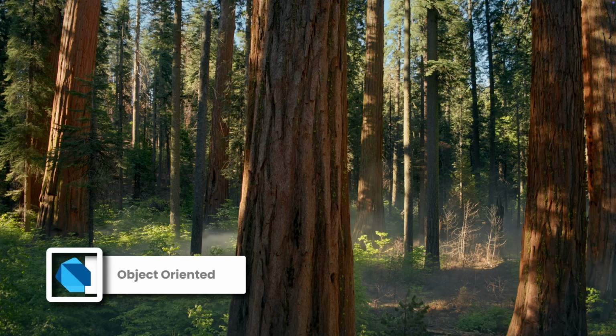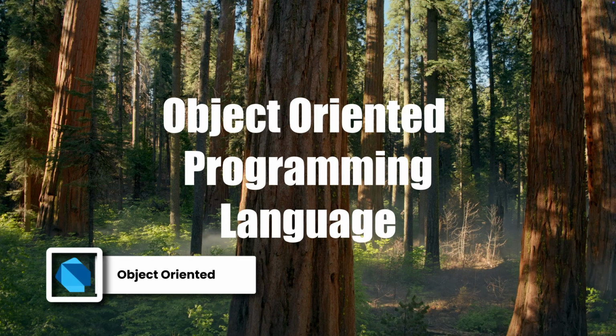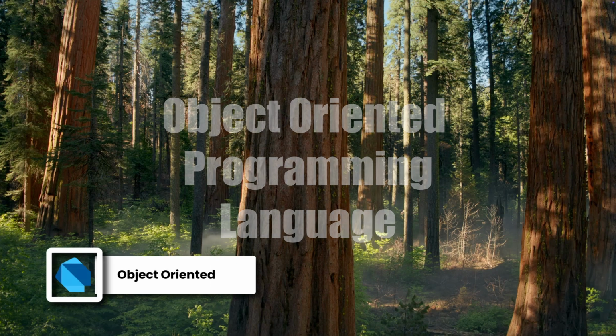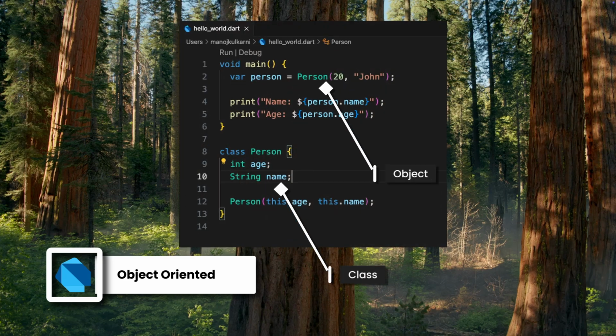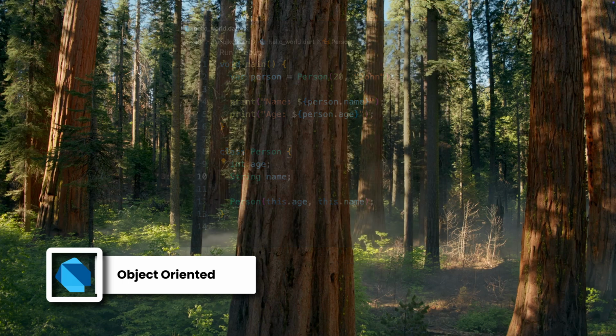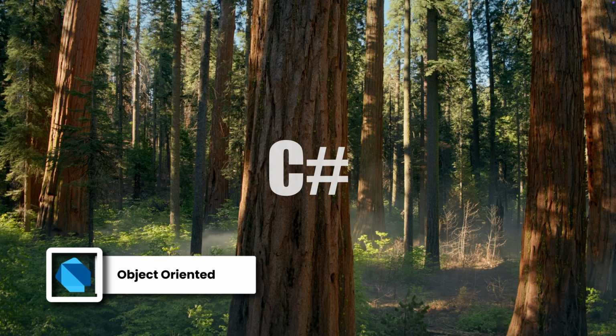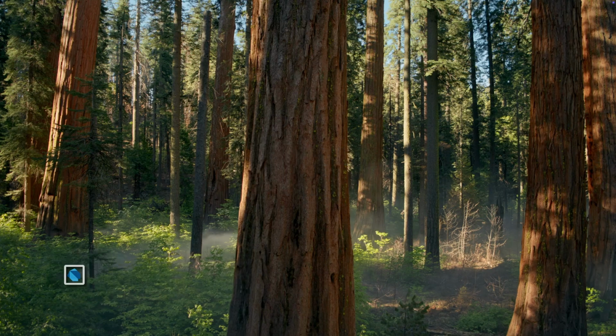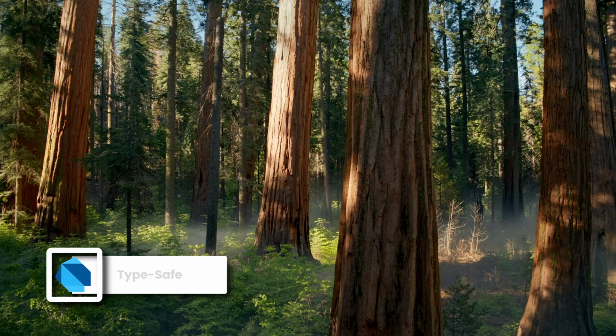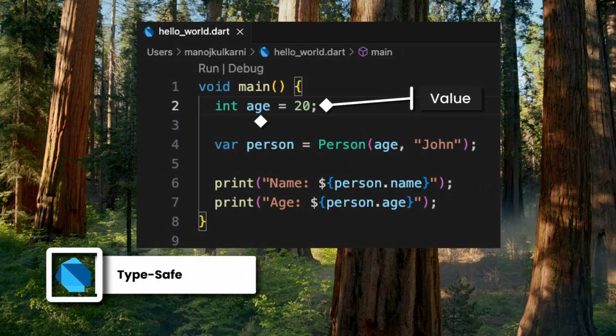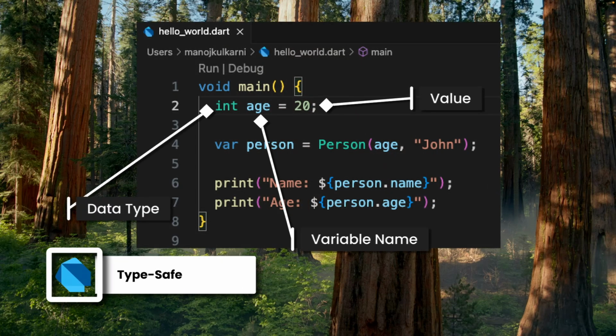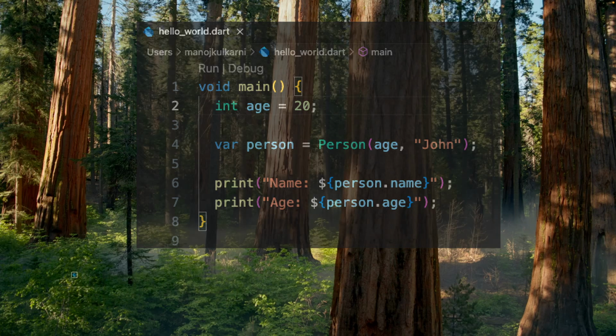First, object-oriented. Dart is an object-oriented programming language, means it is based on the concepts of classes and objects. This makes it easy to model real-world problems. So, if you are familiar with any other object-oriented programming language like Java or C#, then you will not feel much difference. Second, type safe. Dart is strongly typed language, means every variable must have a defined type.